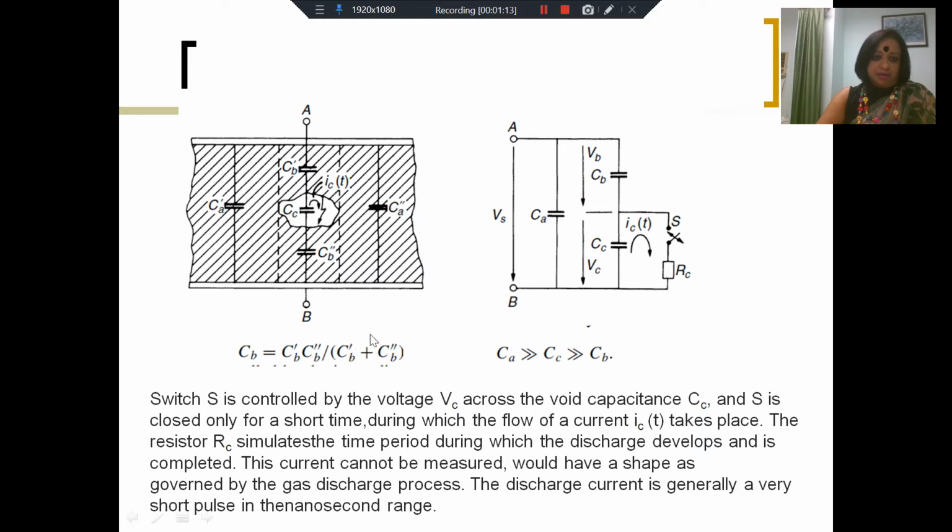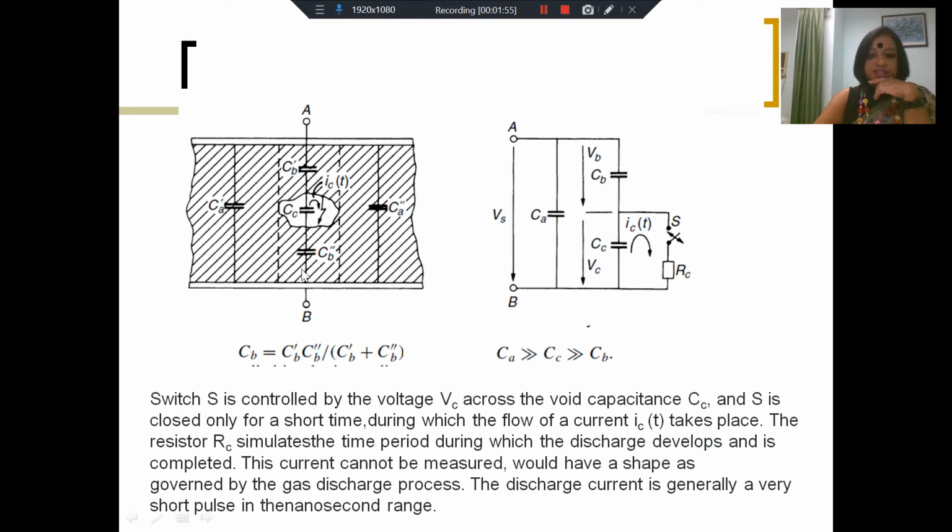So this is your specimen. We've taken a block of the dielectric material. We have a void somewhere in between, and we consider that the capacitance of the void is Cc. Cb' and Cb'' are the capacitances of the dielectric material which is in series with the void, and Ca'' and Ca are the capacitances of the materials in parallel with the void. So away from the void, you have just the capacitance of the material between the two electrodes, A and B, and in line with the void, you have Cb', Cb'', as well as Cc.